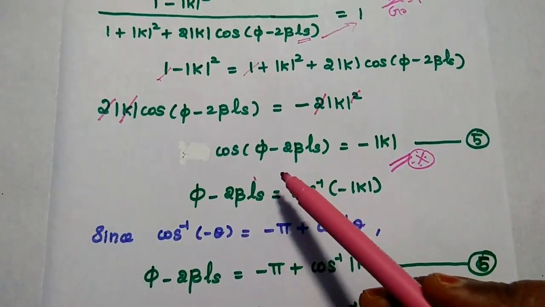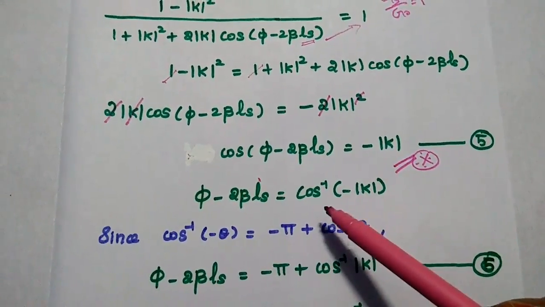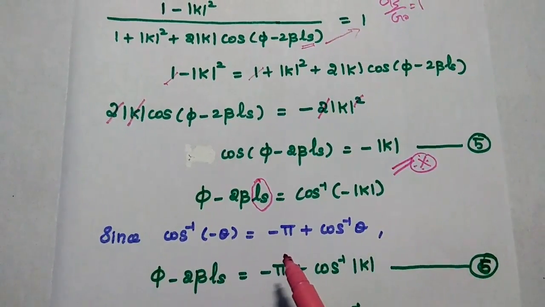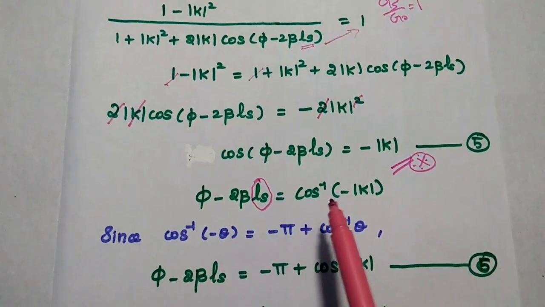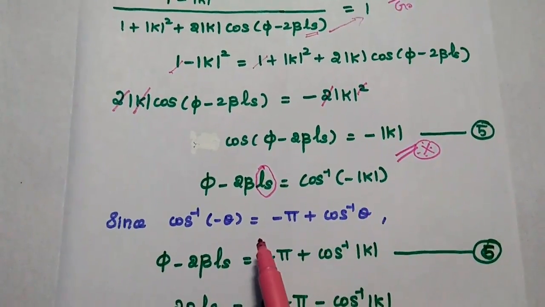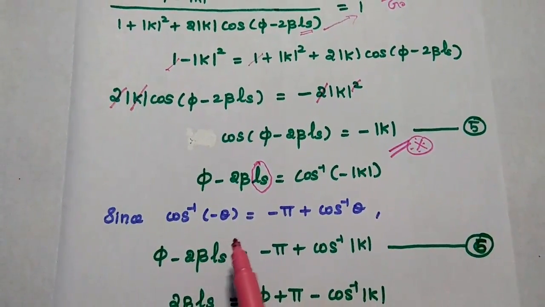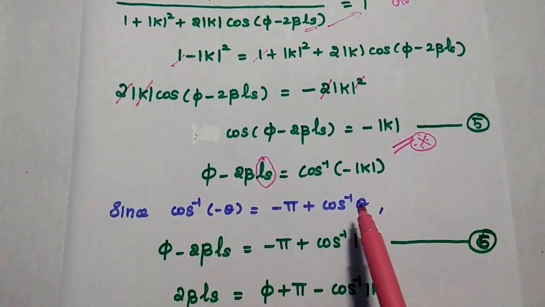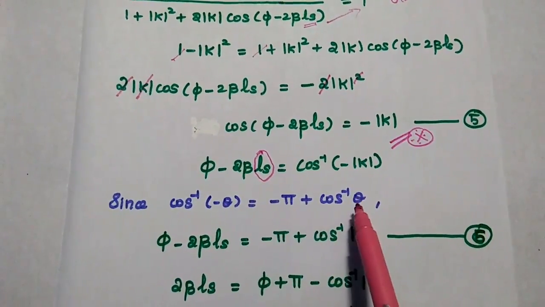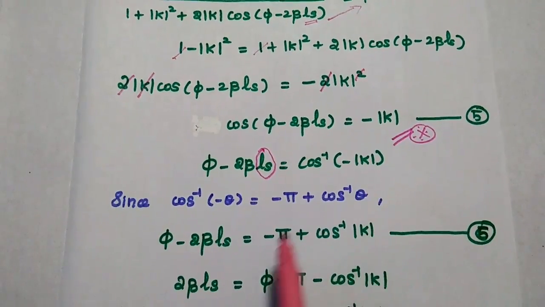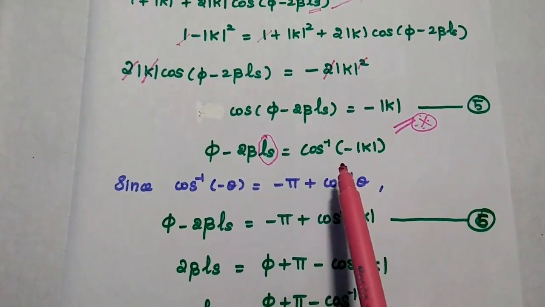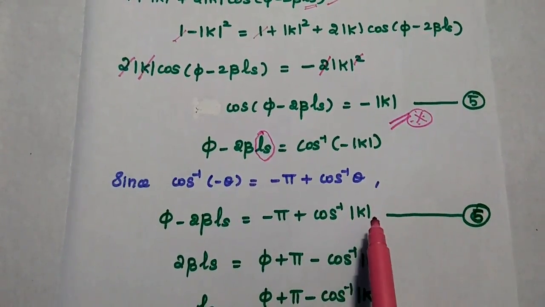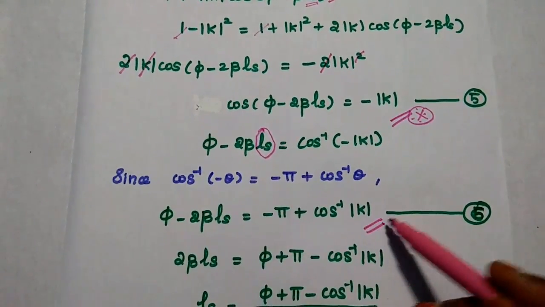Next step, we are going to move this cos to this side as cos inverse because we are going to find out the value of this Ls. Okay. So here it becomes cos inverse of minus k. As we all know that cos inverse of minus theta is equal to what? Pi minus cos inverse of theta. So here theta is nothing but what? k. Okay. Then we can write this right hand side as pi minus cos inverse of k. Consider this as the sixth equation.